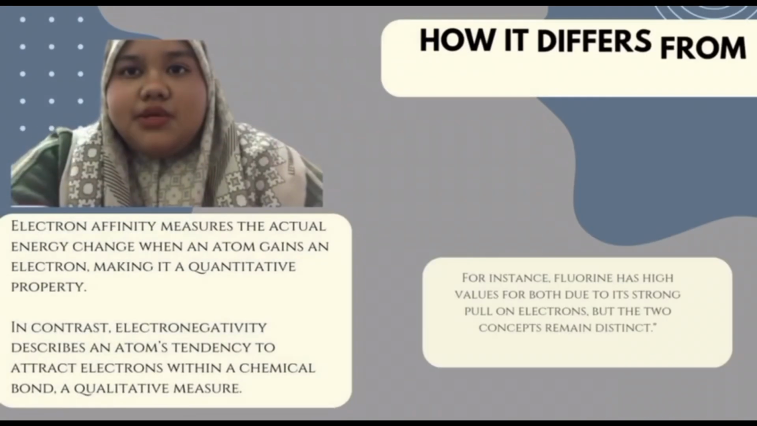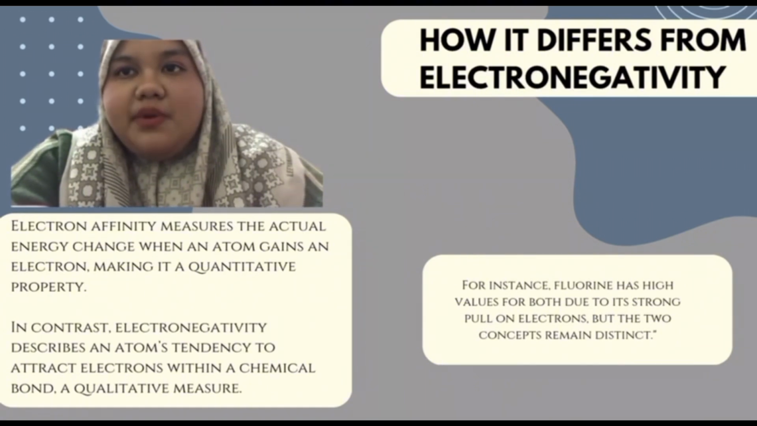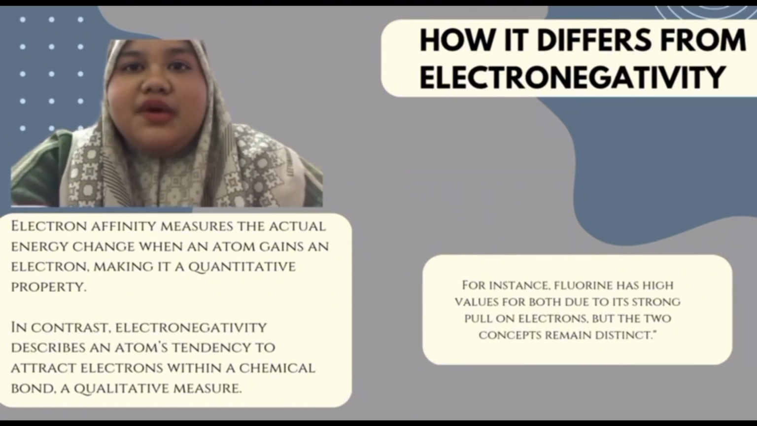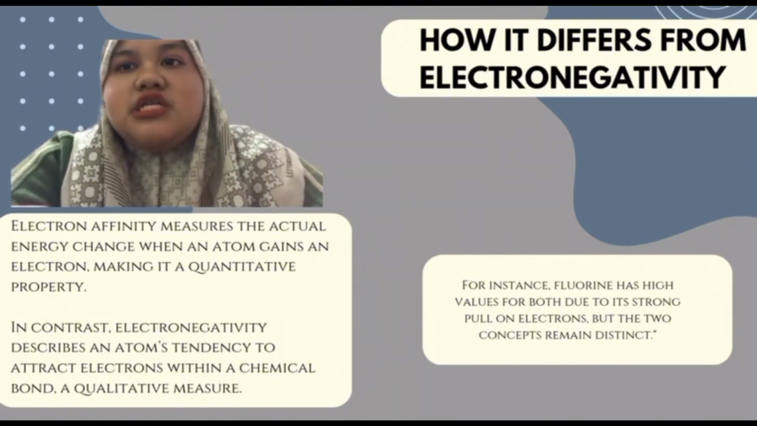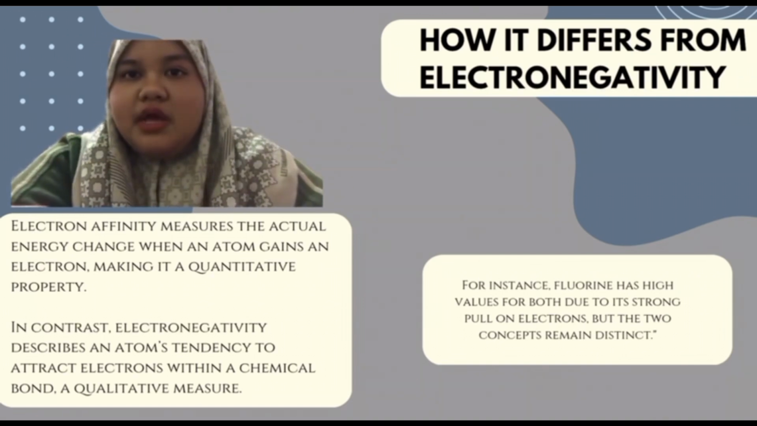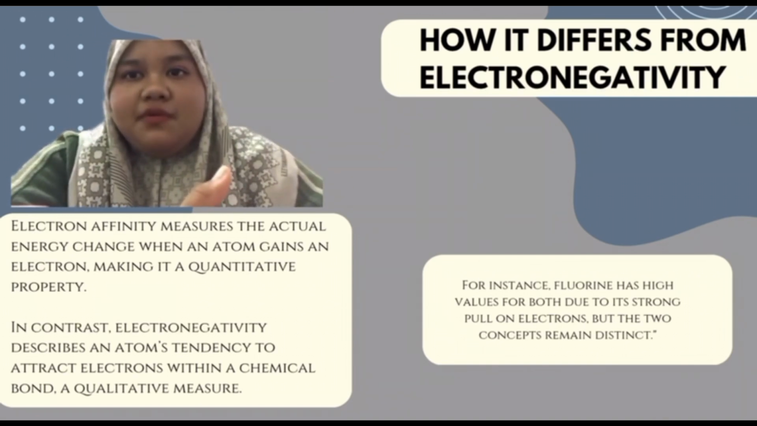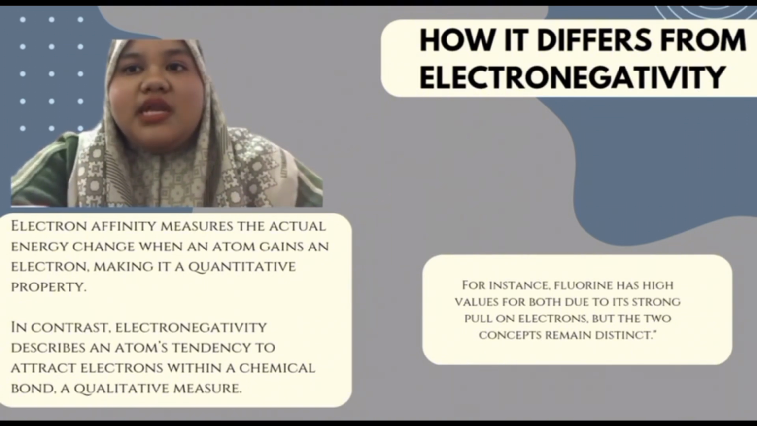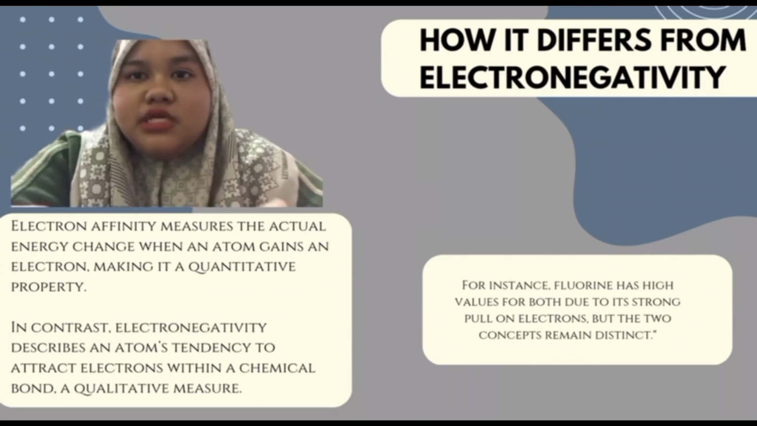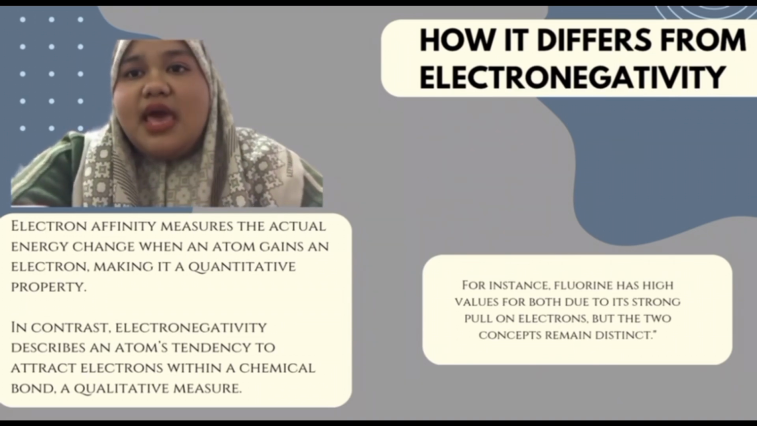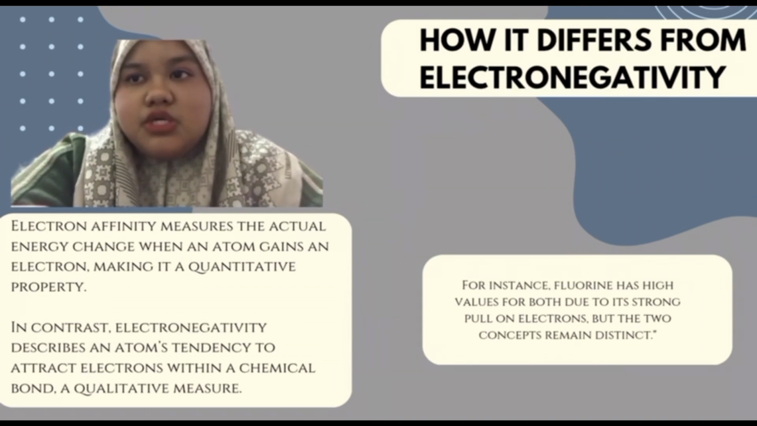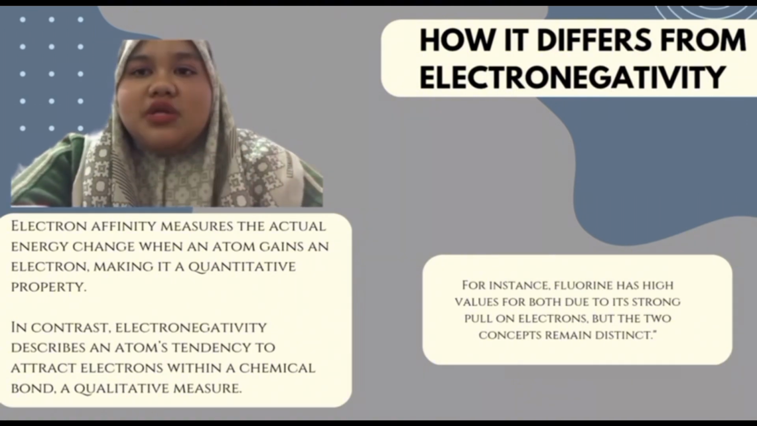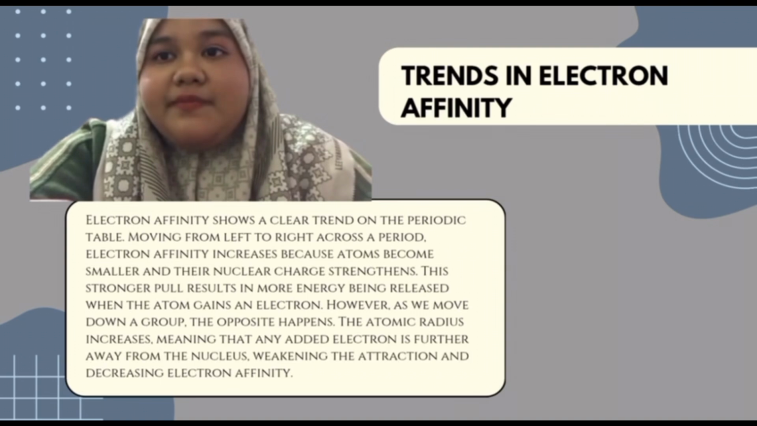It's essential to differentiate electron affinity from electronegativity. Electron affinity measures the actual energy change when an atom gains an electron, making it a quantitative property. In contrast, electronegativity describes an atom's tendency to attract electrons within a chemical bond, a qualitative measure. For instance, fluorine has high values for both due to its strong pull on electrons, but the two concepts remain distinct. Electron affinity shows a clear trend on the periodic table.